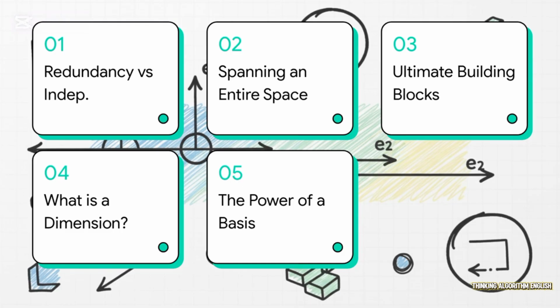And here's our game plan. First, we're going to figure out how to tell which vectors are essential and which are just extra fluff. Then we'll see what we can actually build with the essential ones. After that, we'll combine those two ideas to define what a basis really is, get a real grip on dimension, and finally, see why this whole concept is so incredibly powerful.